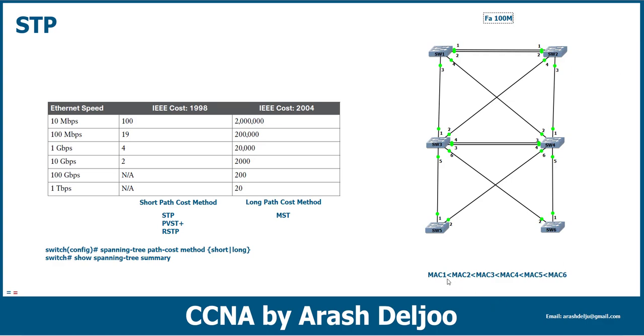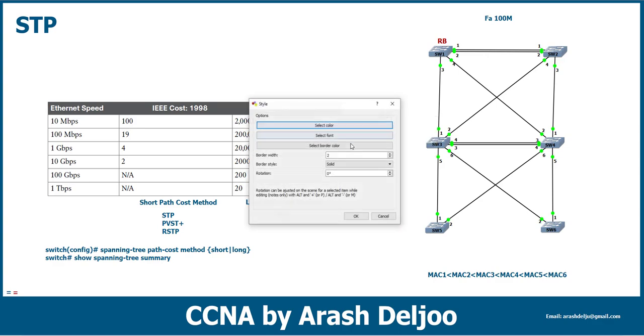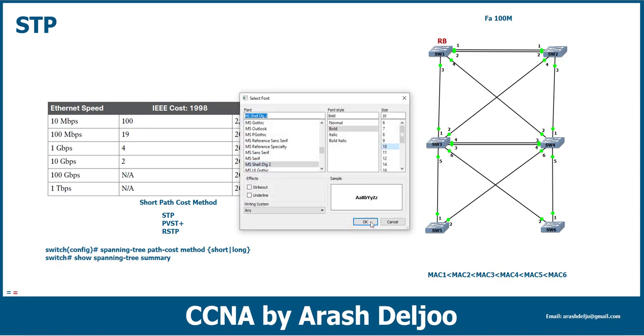As you can see, we have this order of the MAC addresses. MAC 1 has a lower value than all of the other MACs. Because of that, you know that switch 1 is the root bridge for this scenario. Look at here, this is the RB, or root bridge. Now we need to find the root port in each switch, and you know that the root port is the port with the lowest cost to the root bridge in each switch.